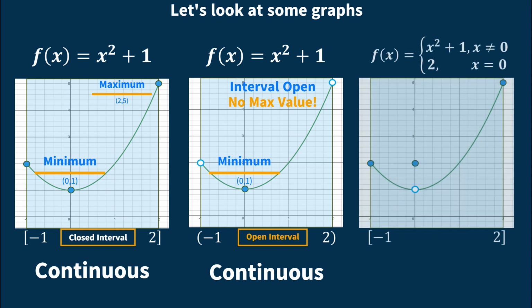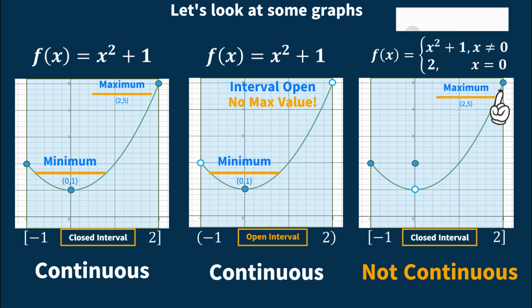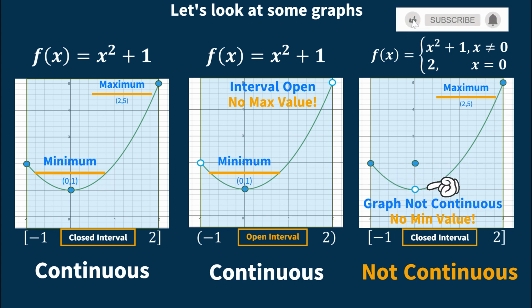Let's take a look at the third graph. The interval is closed. However, the graph is not continuous. Since the graph is not continuous, the extreme value theorem does not guarantee a minimum and maximum. Taking a look at our graph, we have a maximum at 2, 5 since the interval is closed. However, we do not have a minimum at 0, 1 since the graph is not continuous.